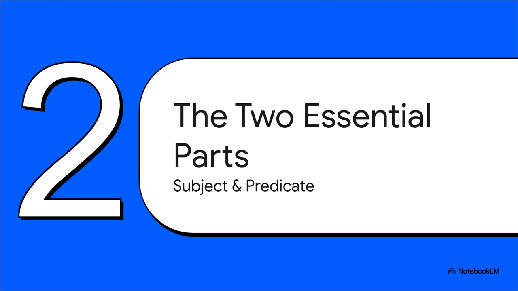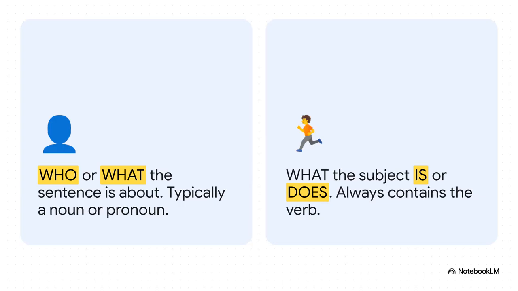We just said a subject and a verb are essential, right? So let's zoom in on those for a second, because they make up the 2 fundamental parts of any sentence you'll ever see, the subject and the predicate. Okay, here's a really easy way to think about it. The subject is just who or what the sentence is about. The predicate? That's everything else. It's the part that tells us what the subject is or what the subject does. And that's always where you're going to find the verb.